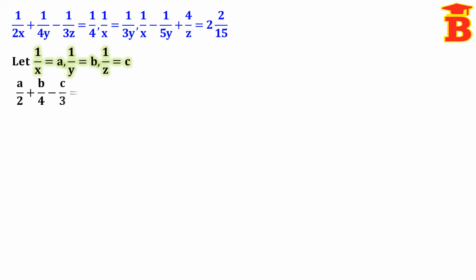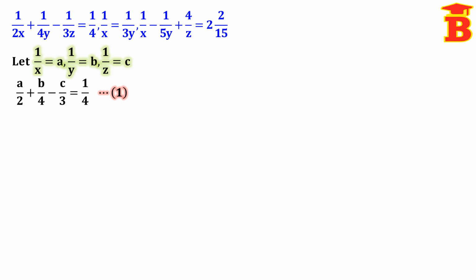First equation, 1/(2x). Here 1/x is a, so we can write it as a/2, plus 1/y is b, so this is b/4, minus 1/z is c, so this is c/3, equal to the right hand side, 1/4. Take it as equation 1.